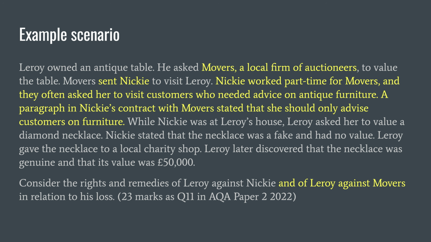So the mention of Movers, who are a local firm of auctioneers who have sent Nikki, and then this paragraph about her working part-time, how they often asked her to visit customers, and the paragraph stating she should only advise on furniture. And then importantly, in the question it says Leroy against Nikki, who is the individual, but also Leroy against Movers in relation to his loss. So you have to read both the scenario and the question really carefully.